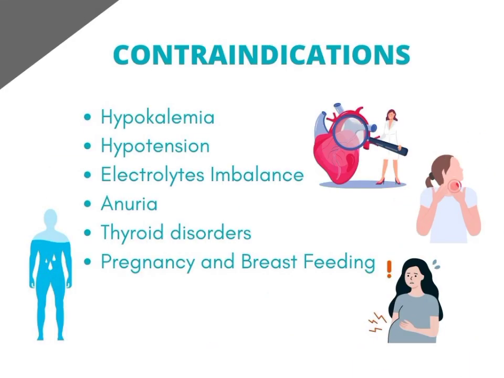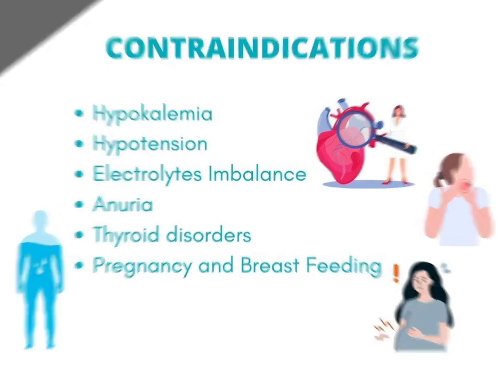We have here the contraindications. It's essential to be aware of contraindications. Furosemide is contraindicated in individuals with hypersensitivity to the drug, anuria, and severe electrolyte imbalances such as hypokalemia, hypotension, thyroid disorders, and also in pregnant or lactating mothers.